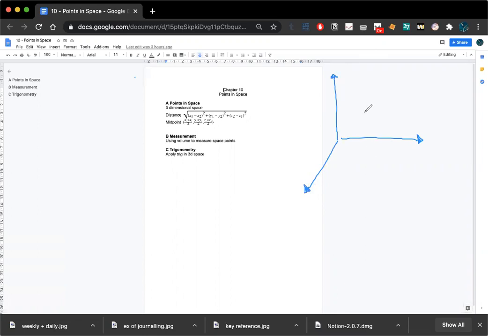For example, a point right here, let's just call this point A. And this is x, y, z. The point would have coordinates x, comma, y, comma, z. Some of the basic things you need to know: when you have two points, let's say this is x1, y1, z1, and point B is x2, comma, y2, comma, z2.